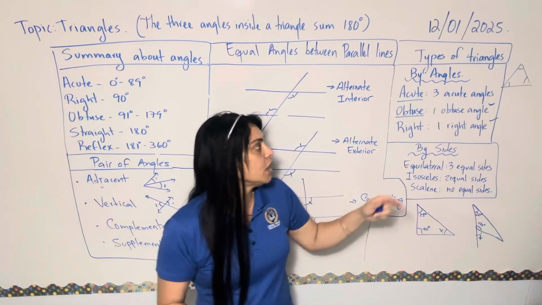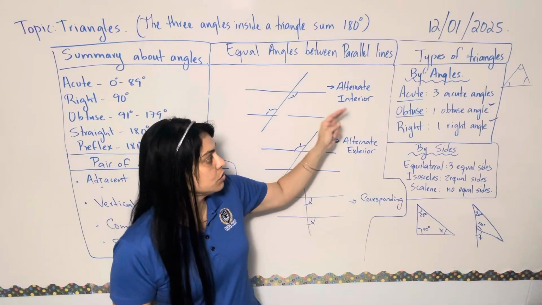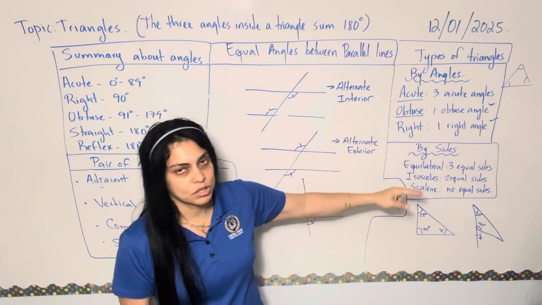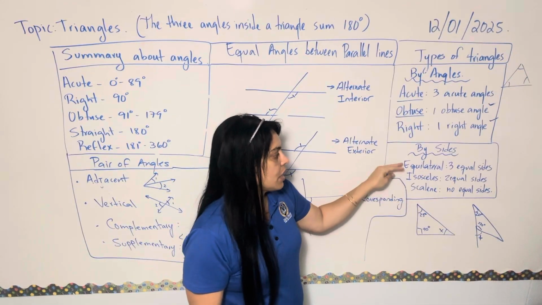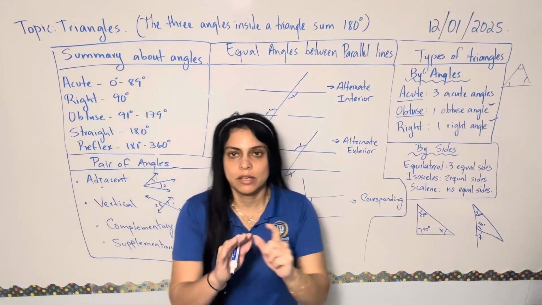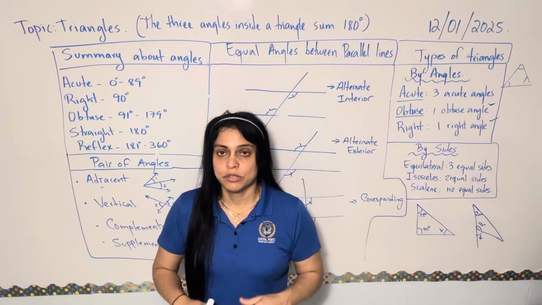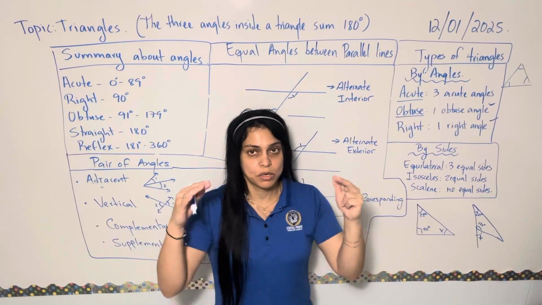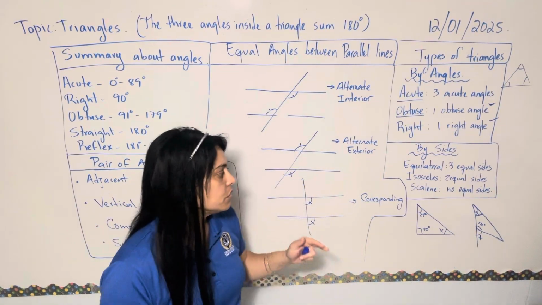So depending on the angles, we have 3 different definitions, which are acute, obtuse, and right. And according to the sides, we have other 3 different definitions, which are equilateral, isosceles, and scalene. How could we apply this? I'm gonna give you the measure of each of the sides. If the 3 sides are equal, it's gonna be equilateral. If just 2 are equal, it's gonna be isosceles. Or if none of them are equal, it's gonna be scalene.